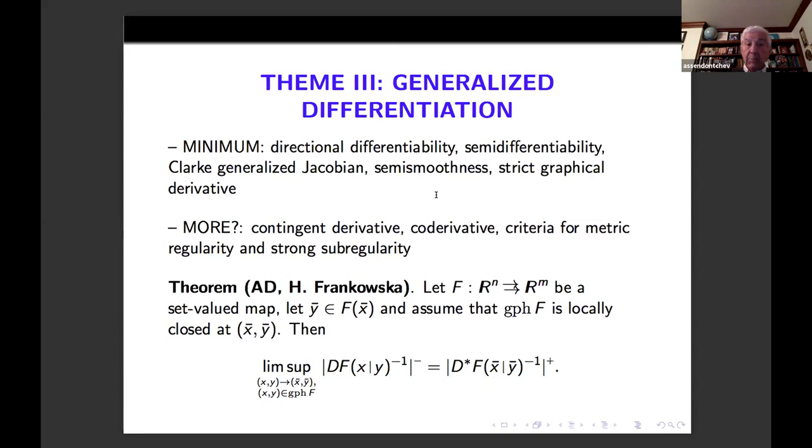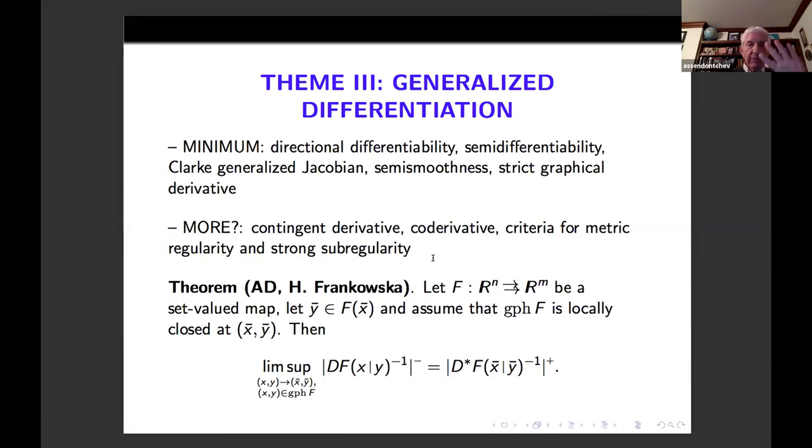Okay, so what more? Well, contingent derivative, co-derivative, criteria for metric regularity and strong subregularity? Probably yes, but only if I have enough time. But we have not much time during this semester, in particular with the COVID complications. And here I'd like to mention one result, which I think was kind of overlooked, but I very much like it, mainly because it's mine and Helene Frankowska's result.